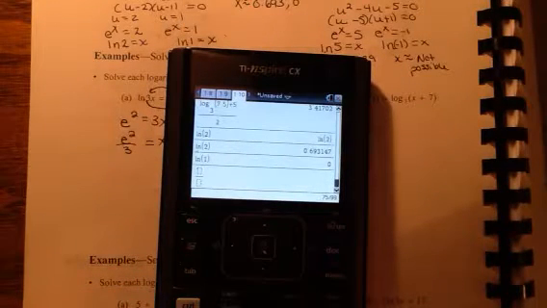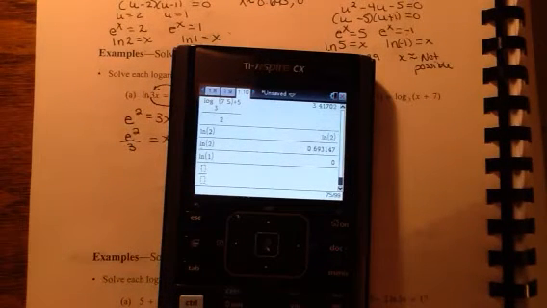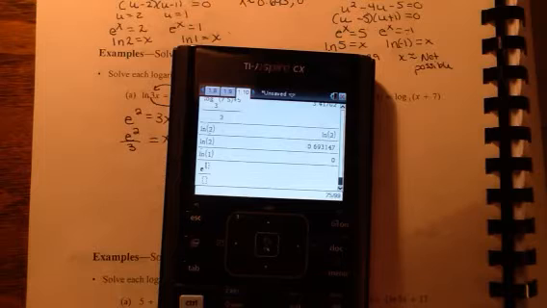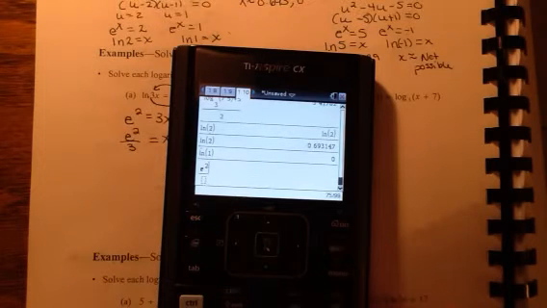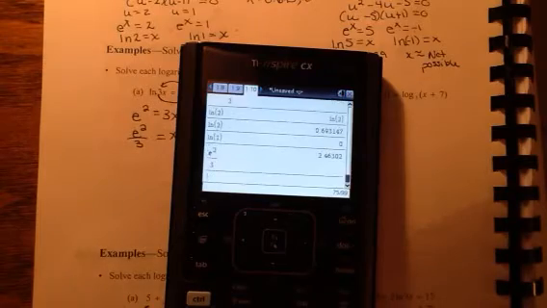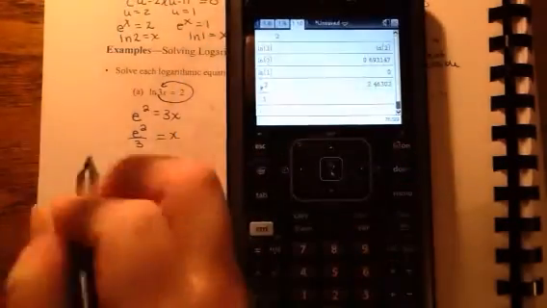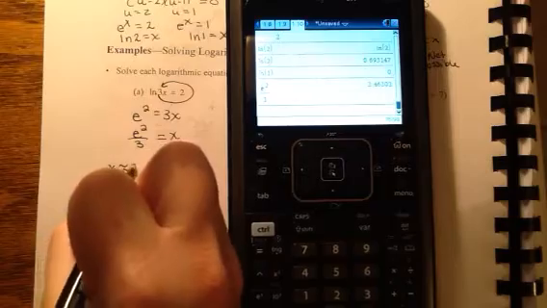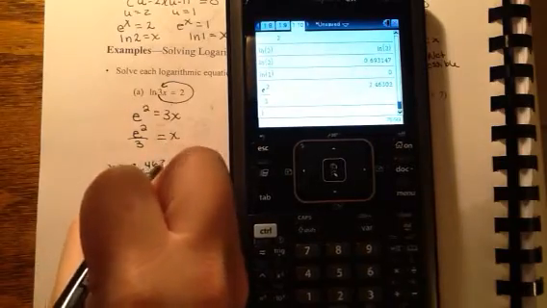So control divide. e to the x is where the ln button is, only you don't need to press the control. So e squared over 3. Oops, 3 should be on the bottom. Control enter so it simplifies it or gives you a decimal approximation. 2.463 is your answer.